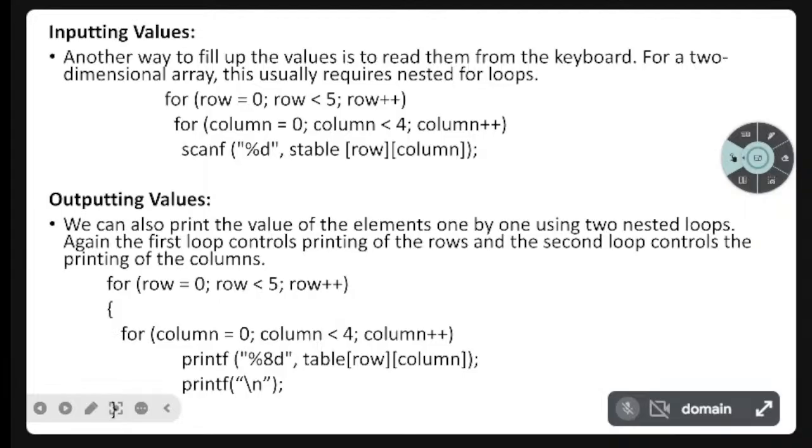For a two-dimensional array, inputting, what is that procedure? Two for loops, scanf statement. For outputting, two for loops, printf statement. For processing, two for loops, processing statement. Close.